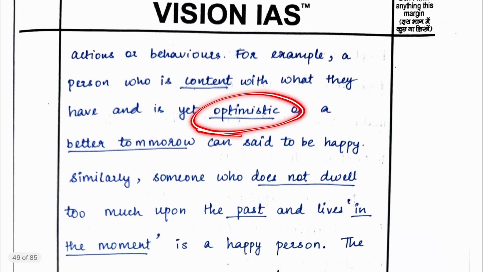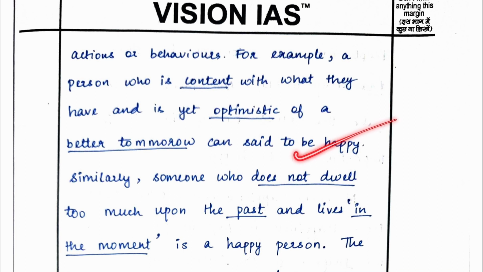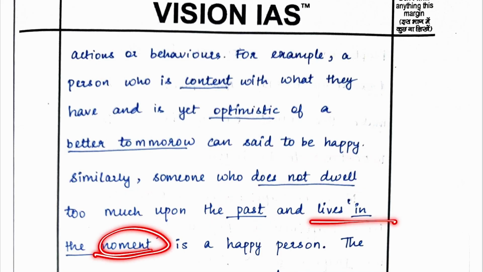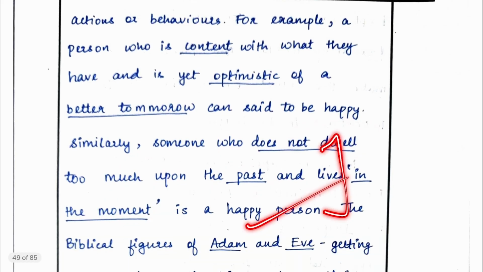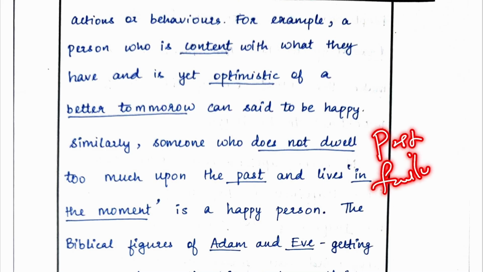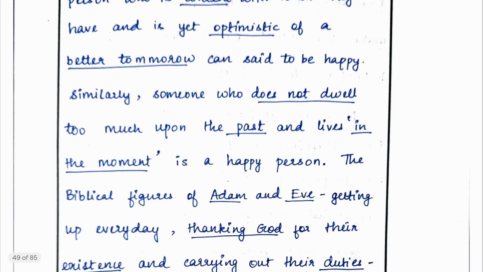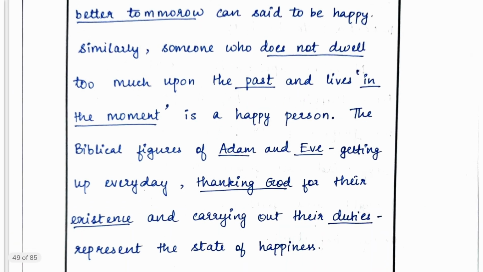So if we are content with the present and we are optimistic of a better future, it means we are happy. Similarly, someone who does not dwell too much upon the past and lives in the present moment is a happy person. If you are not thinking too much about your past relationship, past failures and all, or that you could not clear some examination, it means you are a happy person.